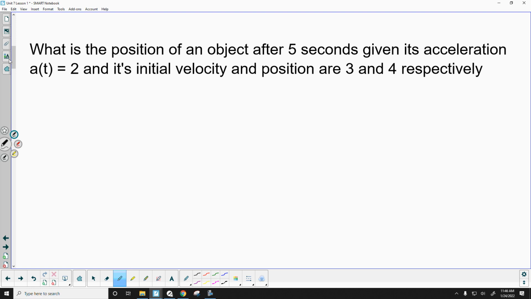Everybody get this one? I want the position at 5 seconds. Now, ready? There's one problem, and this is new. Initial velocity and initial position. What do you think that can be translated into using math notation? Yeah, v_i, x_i.